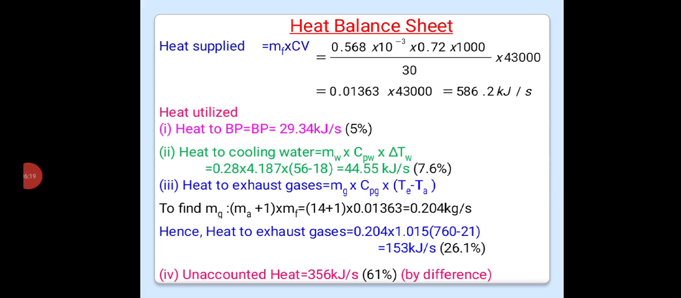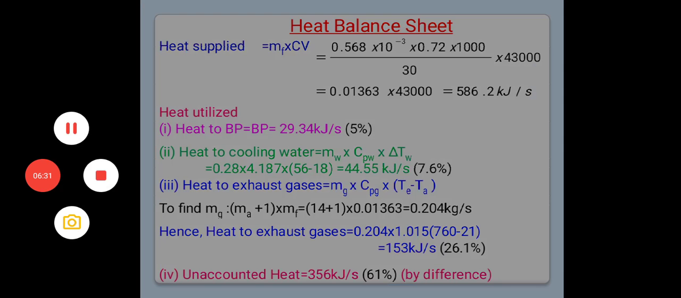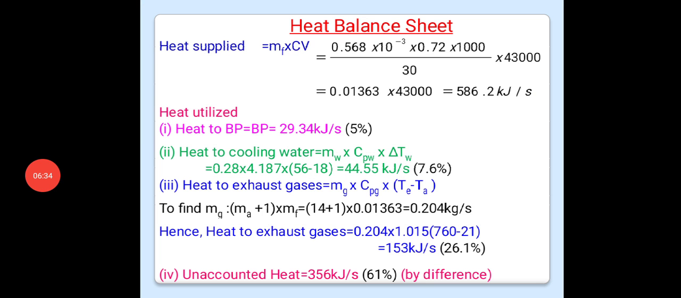Next, they ask us to calculate the heat balance sheet in kilojoule per second. First, we have to calculate the heat supplied. The formula is MF into CV, the mass of fuel consumed and the calorific value. For calculating the mass of fuel consumed, we substitute 0.568 into 10 raised to minus 3 into 0.72 into 1000 upon 30.